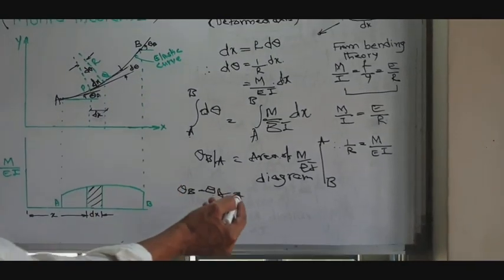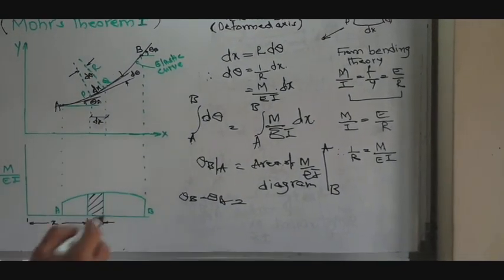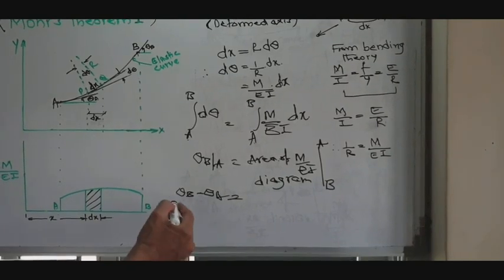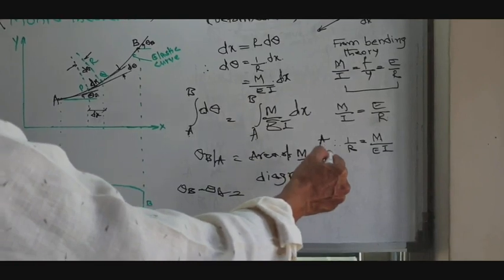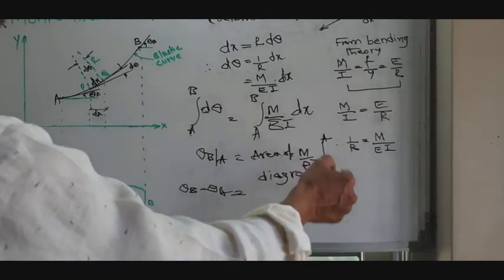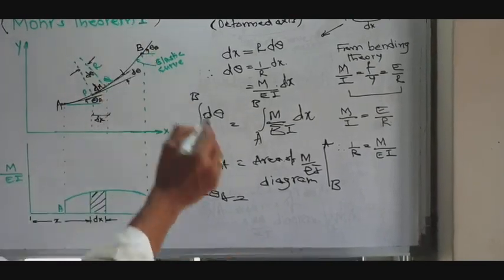This is what Mohr's first theorem is. What does Mohr's first theorem say then? The change in slope between any 2 points, say here A and B, is equal to the area of the M by EI diagram between the same points, that is A and B. This is the proof of Mohr's theorem number 1.